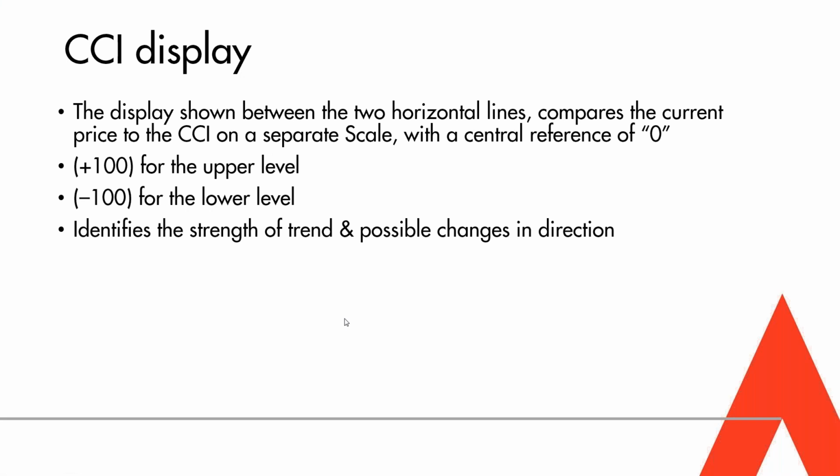The display shown between two horizontal lines compares the current price to the CCI on a separate scale with a central reference of 0. So when we look at the indicator, you'll notice it has a plus 100 level, that is the upper level for the indicator, defining an overbought zone, and a minus 100 level. This is the lower level for the indicator, defining an oversold zone. We use these two levels to identify how strong the trend really is, but also a possible change in direction with that stock.